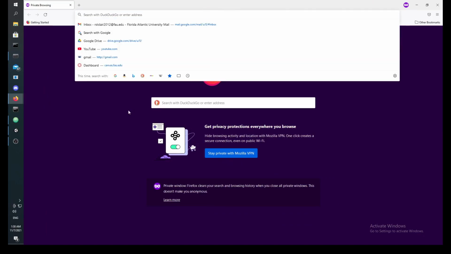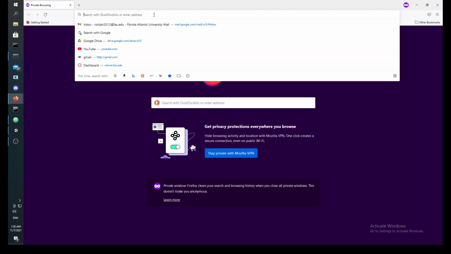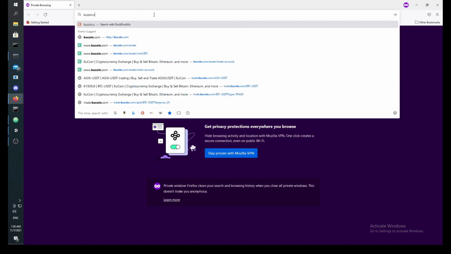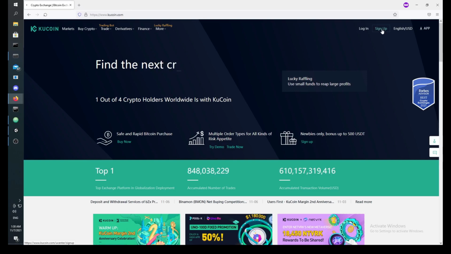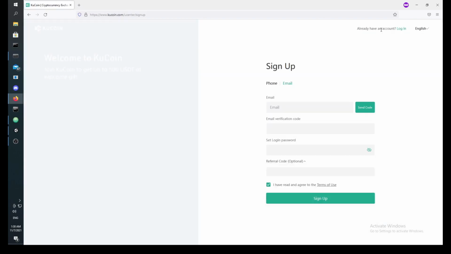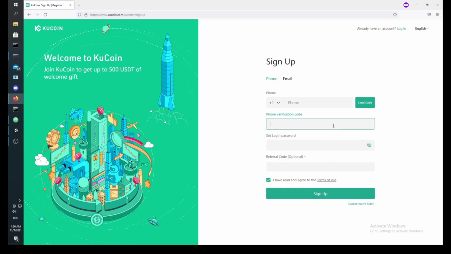Okay, so I'm going to show you guys how you can use KuCoin. It's super easy. You're just going to go to kucoin.com, and then once you get there, you're going to click on sign up. You can do the same thing on mobile. You're just going to type in your phone number, get a verification code, set a password, and sign up.